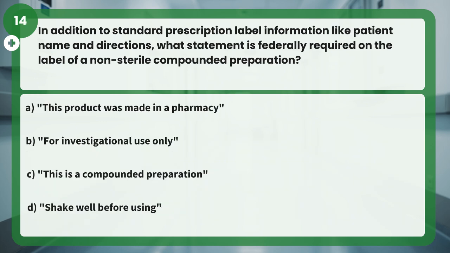Question 14. In addition to standard prescription label information like patient name and directions, what statement is federally required on the label of a non-sterile compounded preparation? A. This product was made in a pharmacy. B. For investigational use only. C. This is a compounded preparation. D. Shake well before using.